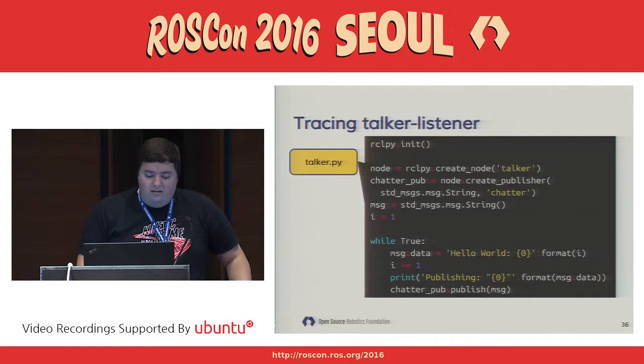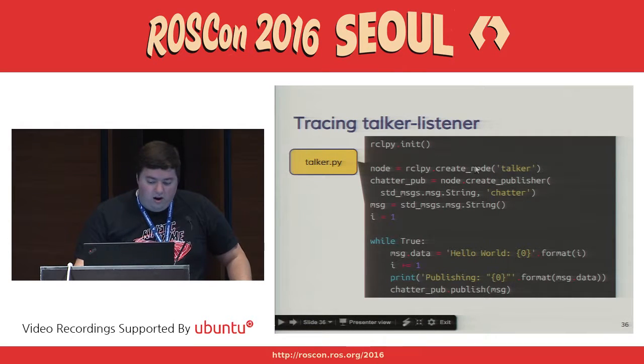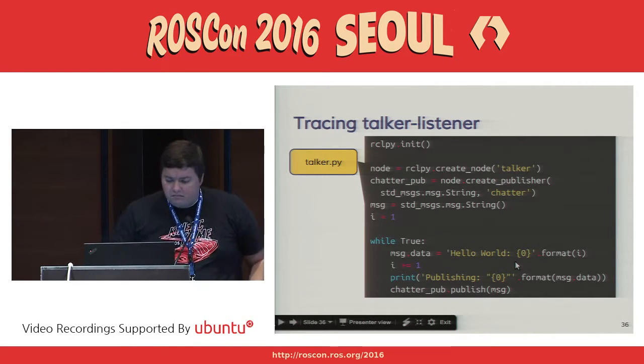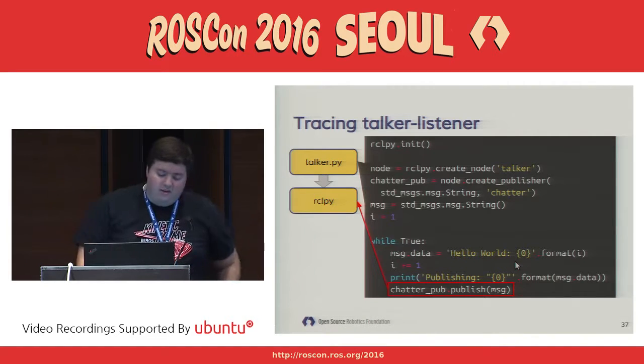If we take a look at the talker, it's probably very similar to what you would see in ROS1. We create a node and a publisher, and then in a loop we populate the data in a message and publish it. It'll say hello world and increment each time it publishes. Where we're going to drill down is where you actually do the publish call.